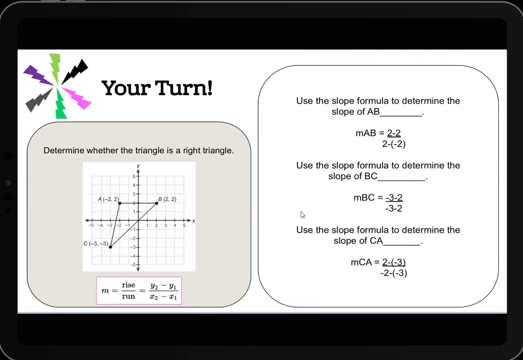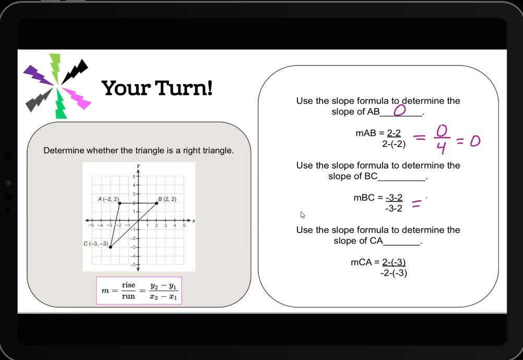Maybe take a moment, pause, and see if you can come up with whether or not this triangle is a right triangle. And obviously we want to show or validate that by showing the slopes of all the sides and whether there's any opposite reciprocals. So in this particular case, we should get 0 divided by +4, which ultimately ends up being 0 anyway. So we have a slope of 0.